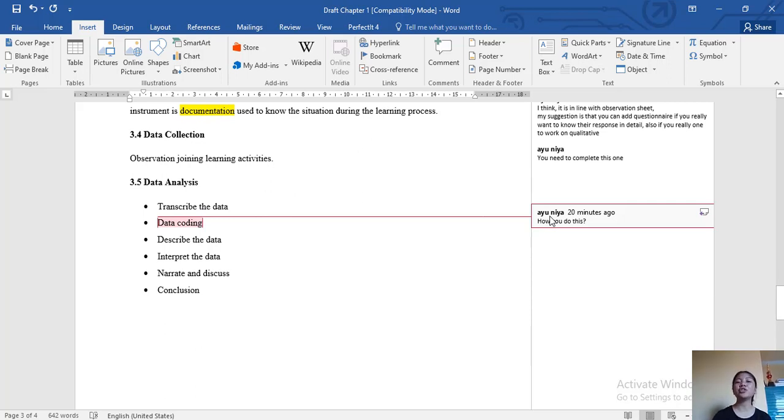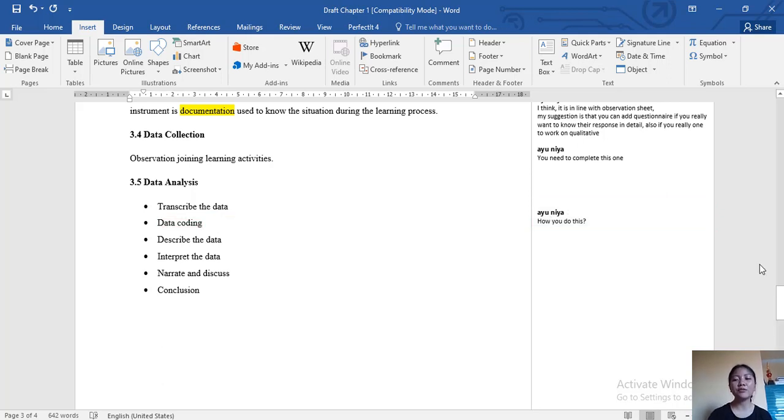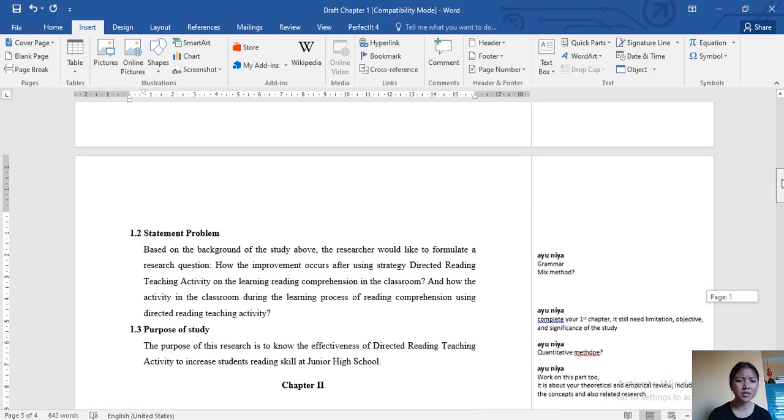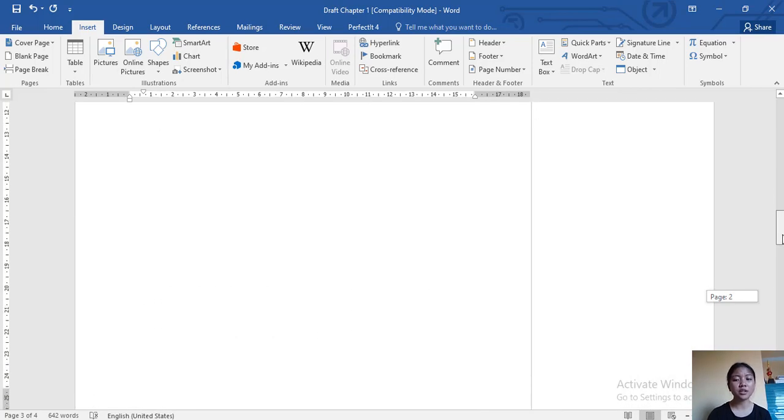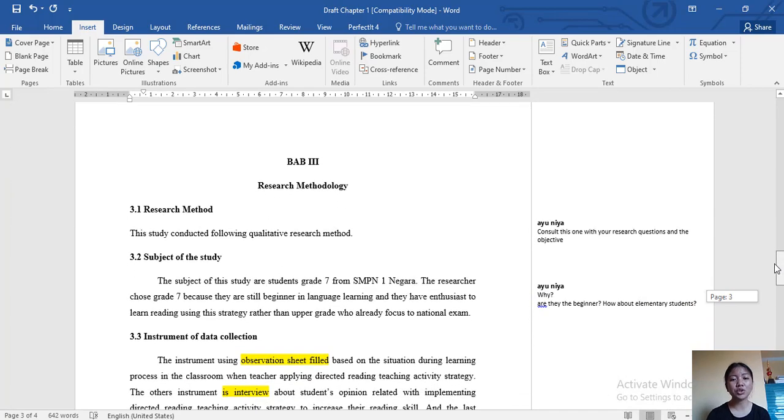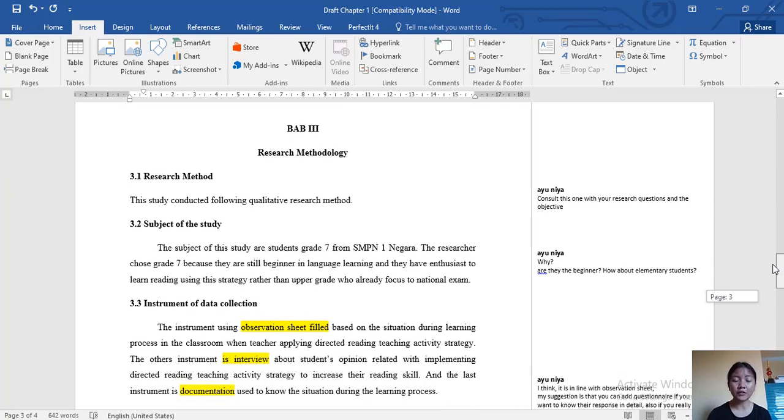So you need to make sure of your method first. As the whole of my review of your draft proposal, you need to really work hard on your research method, so that you know what you want to do in your research. If you really want to work on a qualitative method, you can change your research questions, and also the objective or purpose of the study. Just make sure they are in line with the qualitative method.